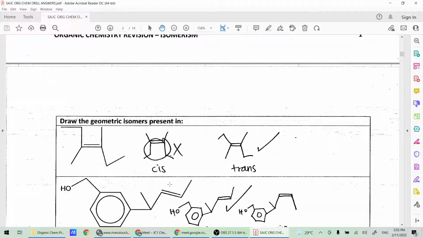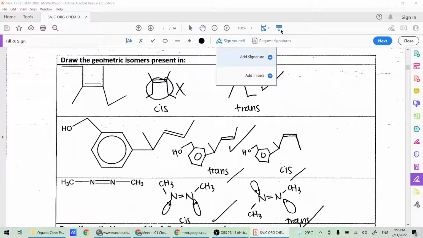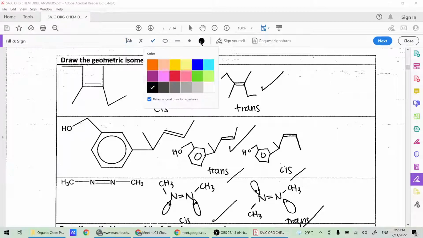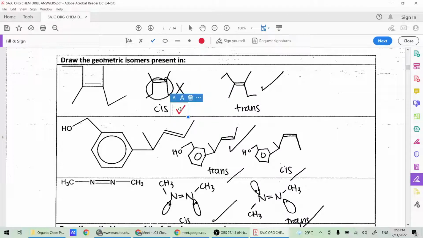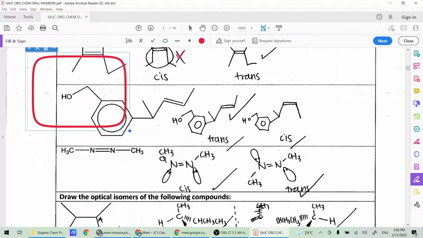Okay, moving on. More cis-trans. Remember for cis, the heavier groups appear on the same side of the double bond, and the smaller groups will be on the other side of the double bond, whereas for trans, they are on opposite sides of the double bond. Also do take note that this can be applied to lone pairs. If you look at the one with two nitrogens connected to each other, we consider their lone pairs as the similar group that should be considered as cis or trans.